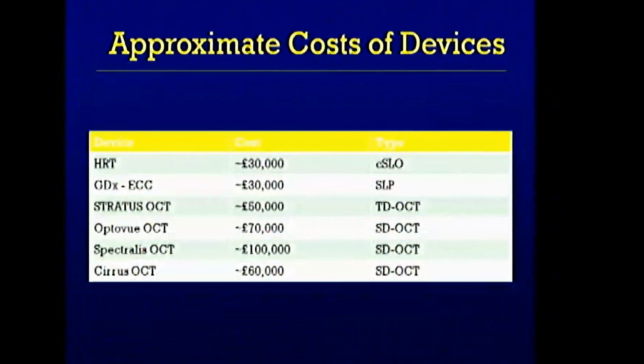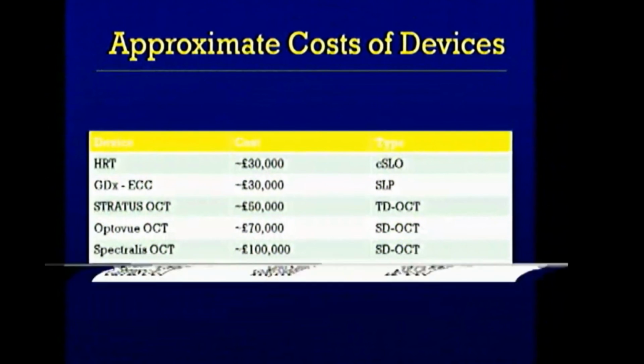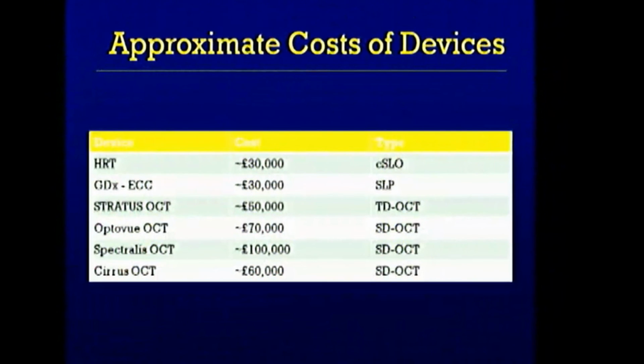Just a little about the cost. These figures are maybe 2 or 3 years old, but you can see the Spectralis device is about £100,000, and compared to the Cirrus and the OptiView, which are between £60,000 and £70,000, they're much more expensive than HRT. So OCT is taking over, but it is more expensive than the other scanning devices. And of course, a lot of independent practices are unable to afford the OCT and still have HRT.